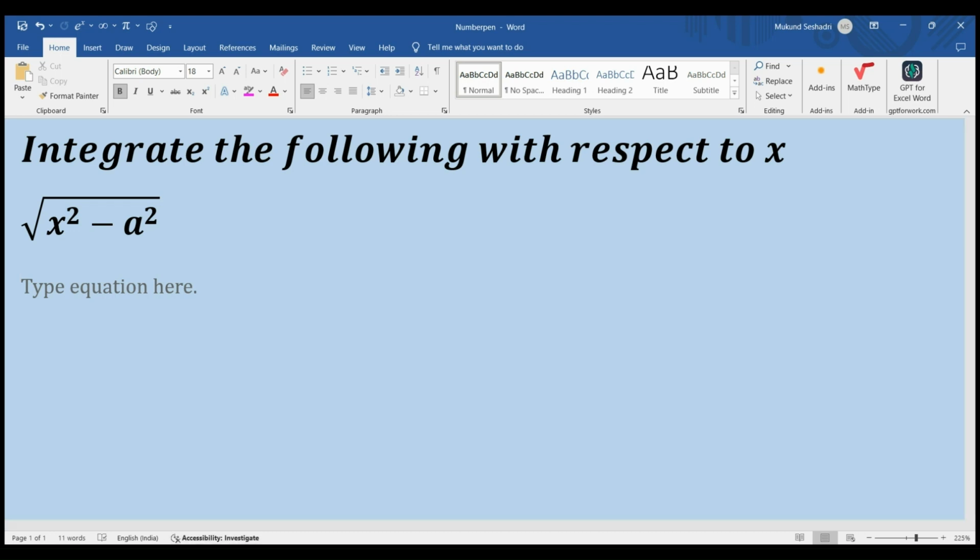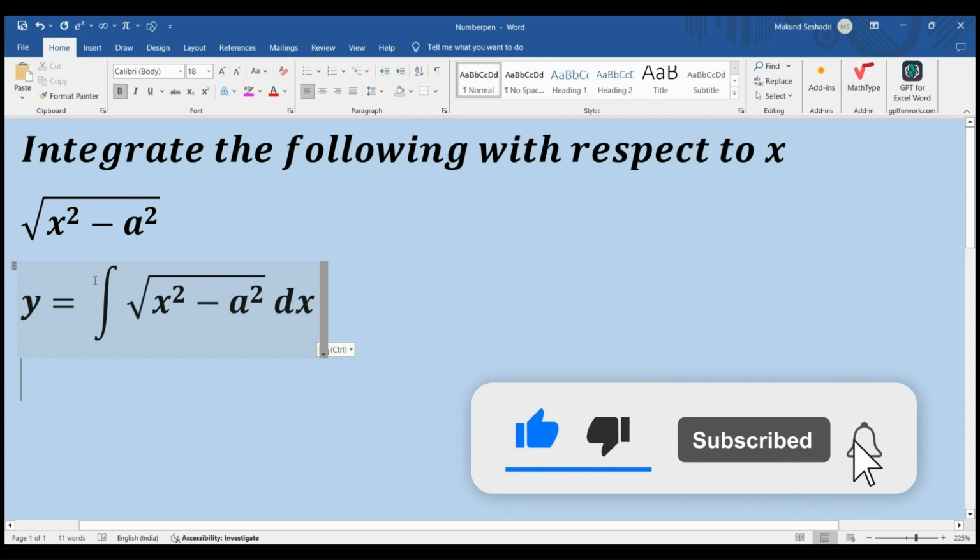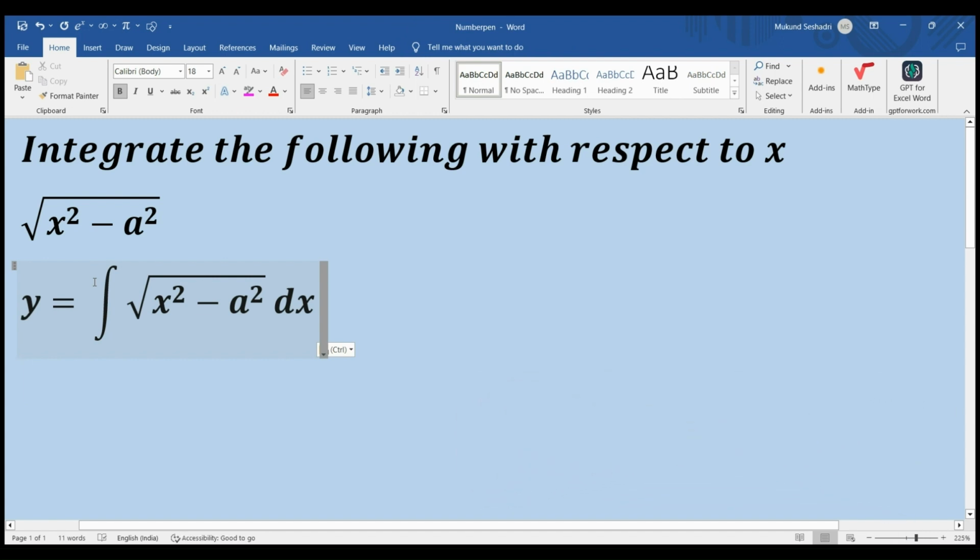So there we have the problem on the screen. Integrate the following with respect to x. We have root of x square minus a square, right? So what we've been given is dy by dx and we've been asked to find y. My y is nothing but integral of the given expression. So let's write down what our y is. So that's my y, integral of square root of x square minus a square times dx.